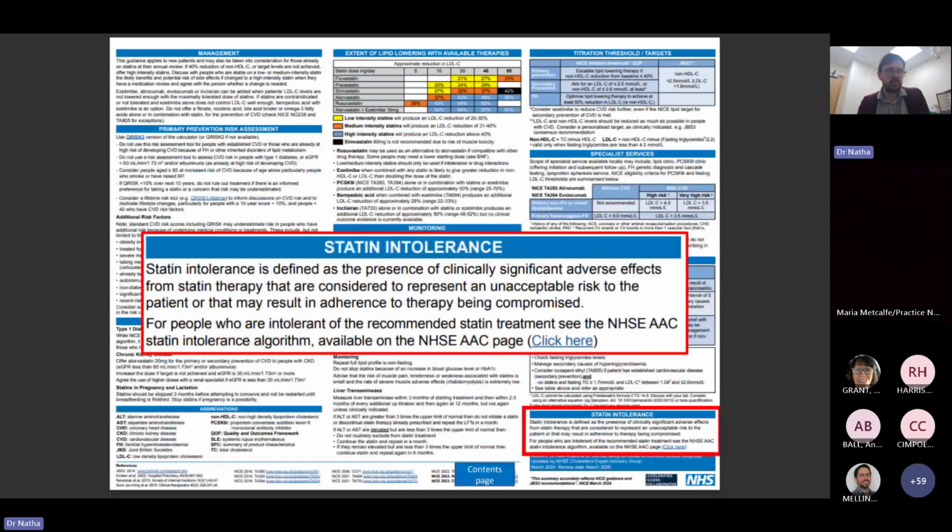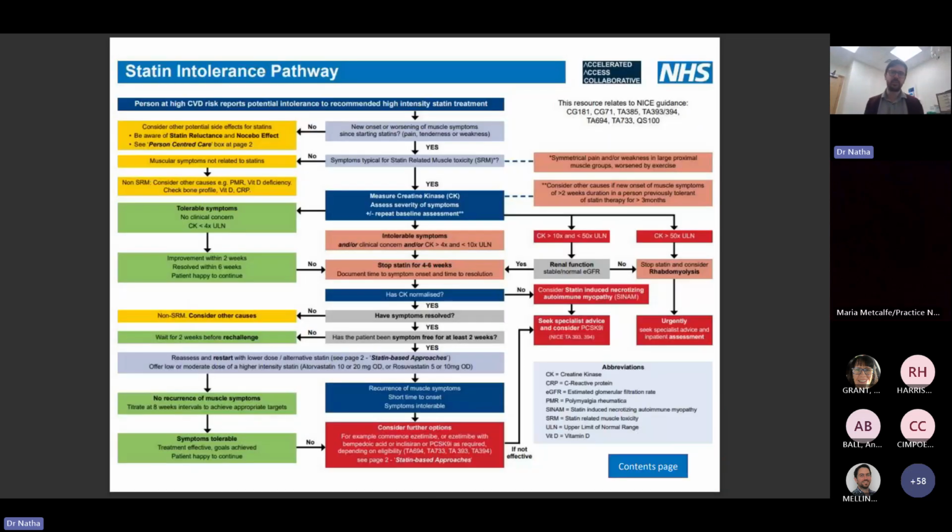Statin intolerance then. I realize I'm throwing a lot of information at you, and very happy to answer questions at the end. But in terms of statin intolerance, again, we have a nationally agreed pathway for how to deal with it. And at first glance, I would not blame you for thinking, oh my lordy, that's a lot of steps for us to try and consider in primary care.